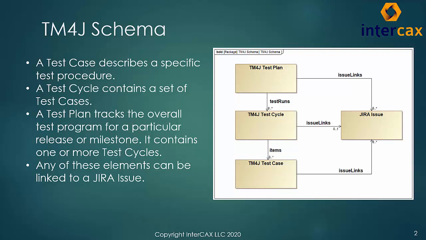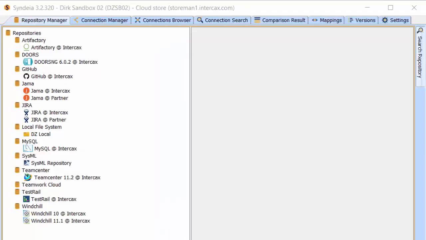Before we begin, we want to make sure some needed components are in place. We need our Syndeia license to include the Jira interface module, which now includes TM4J, and we need a repository connection to access a Jira repository containing TM4J elements. As usual, we will start with the Syndeia dashboard.